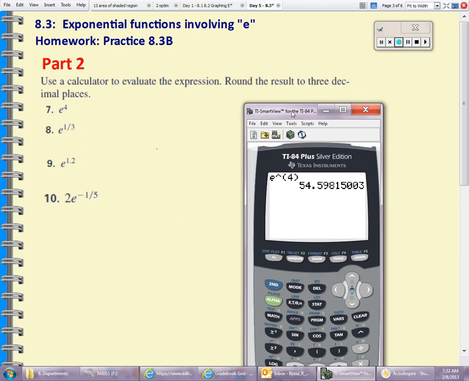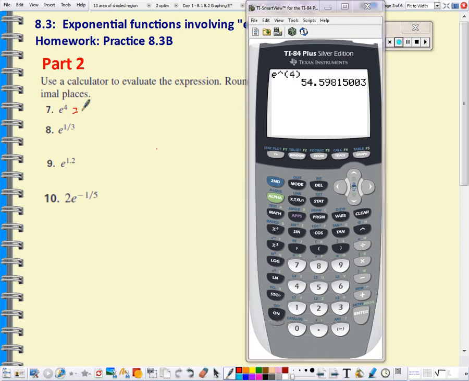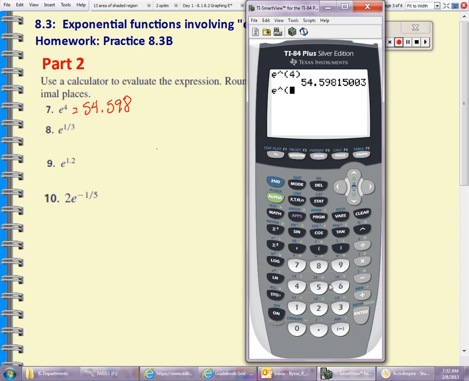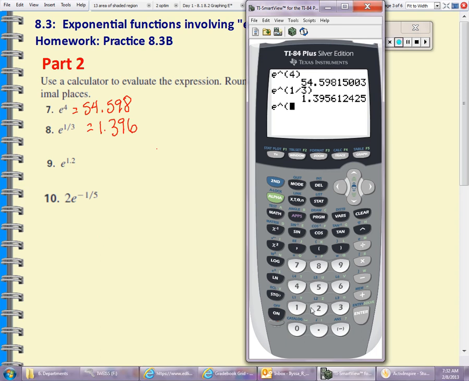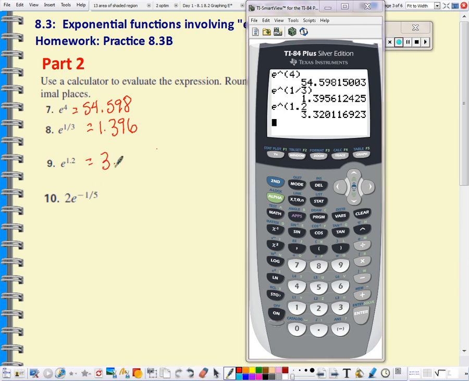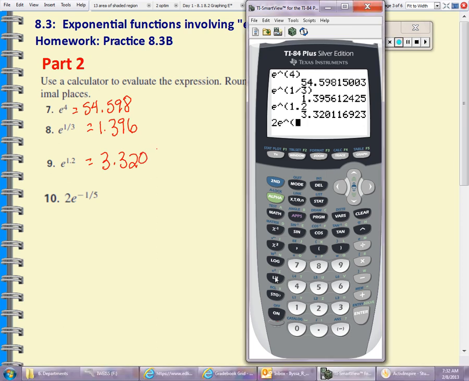And it says round to 3 decimal places. So that is 54.598. Okay, we can do e to the 1/3. That's 1.396. e to the 1.2. And 2 e to the negative 1/5.